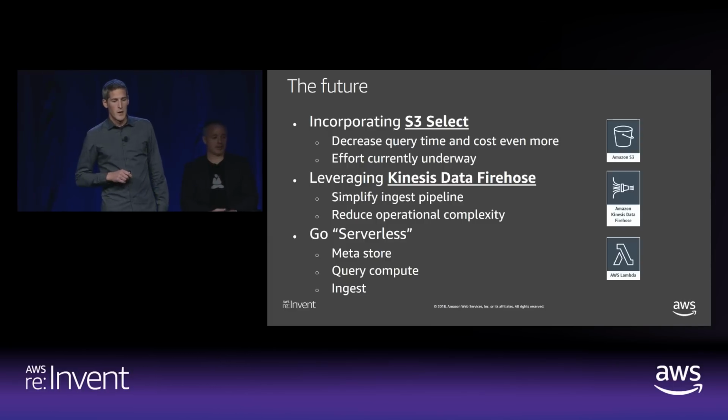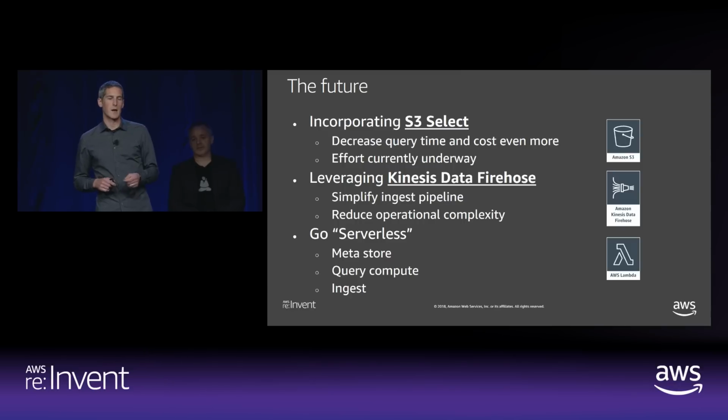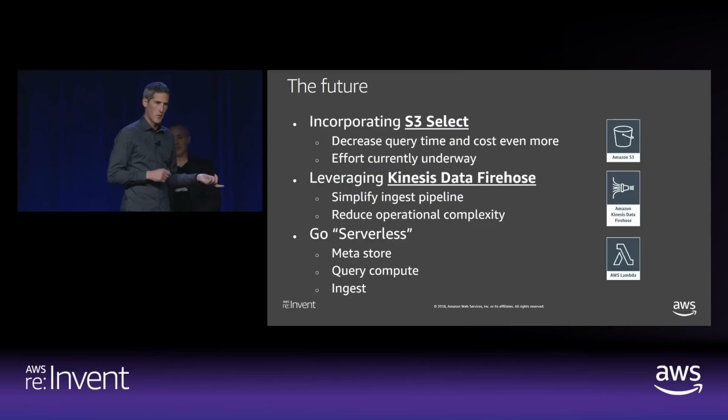We're currently working on integrating that into our system now that S3 Select has Parquet support, rather. Leveraging Kinesis Firehose, a product we've really taken an interest in lately, simplifies our ingest pipeline. Get the raw data into S3 right away, and then we can work on ingest down from that. Simplifying the complexity of running a Kafka and Spark pipeline is something we're really excited about.